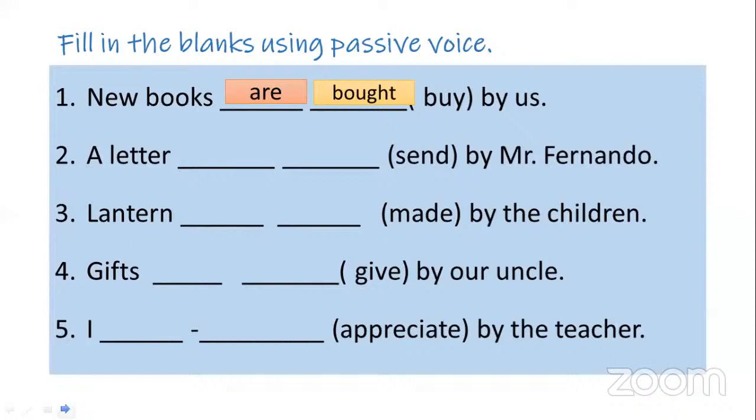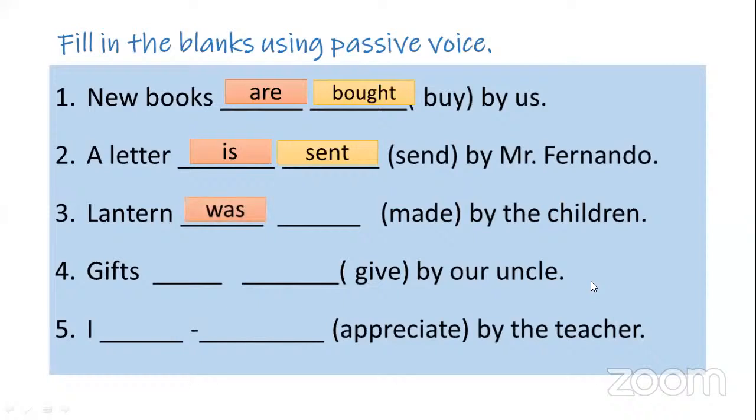One, a letter sent by Fernando. Sent is also a present verb, so we have to use am, is, are. Here, letter is a singular noun, so we use is here. A letter is sent by Mr. Fernando. Next one, lantern.